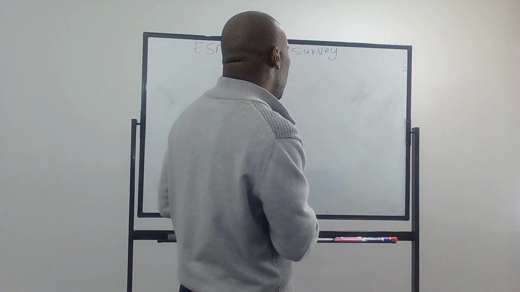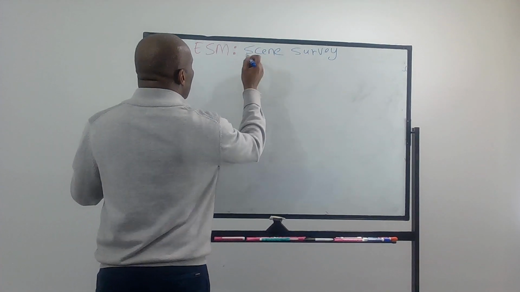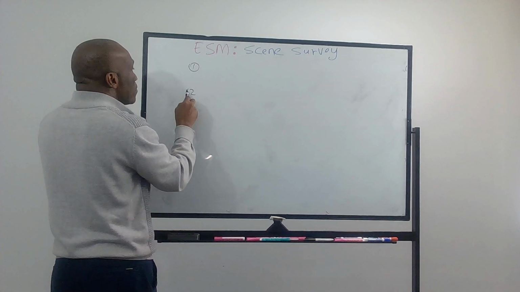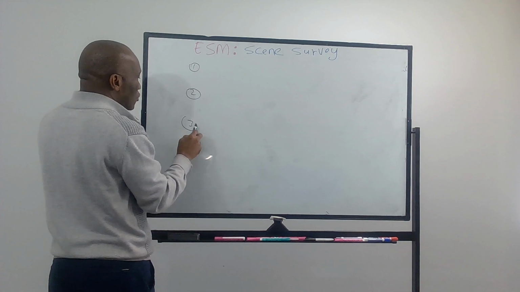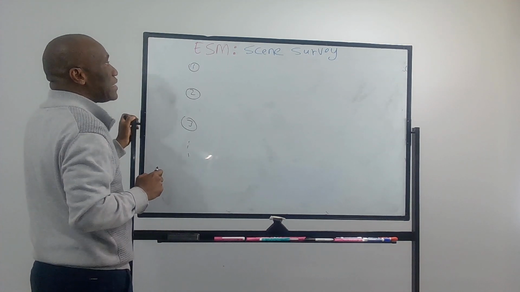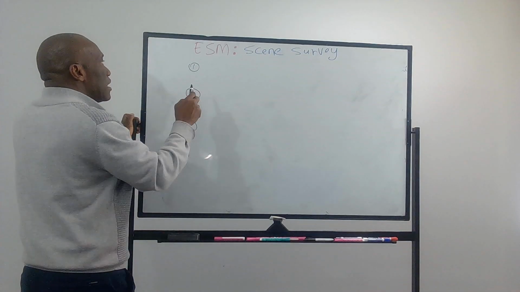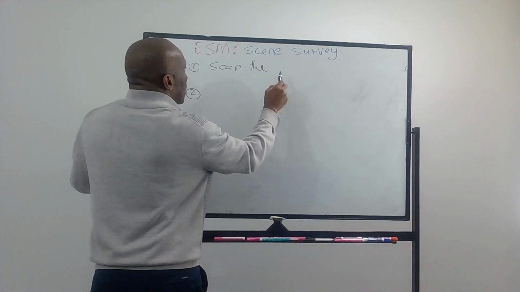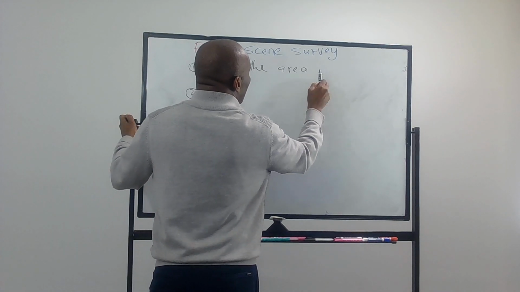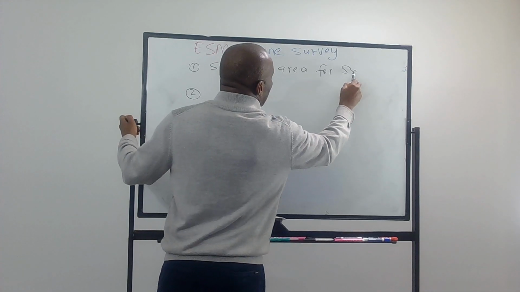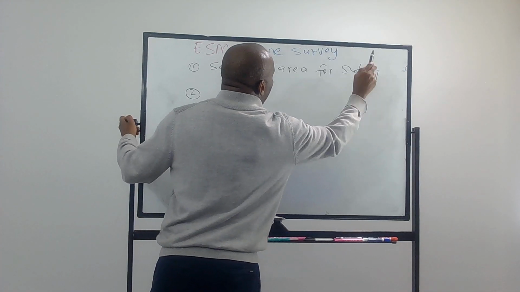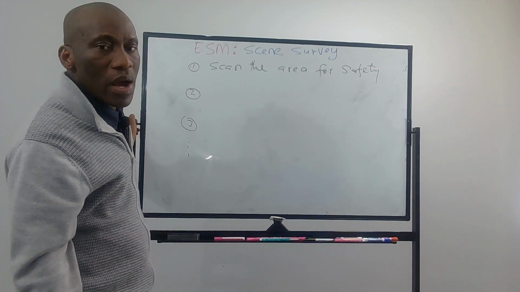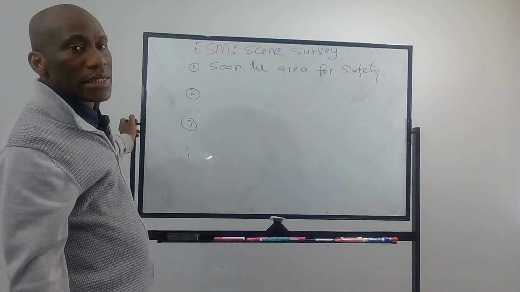So there are 3 main things you do here. There are also other ones, but the 3 primary, 3 most important, is scan the area. Scan the area for what? Safety. So your safety is the primary objective. Your primary safety is the number 1 reason why you must scan that area.